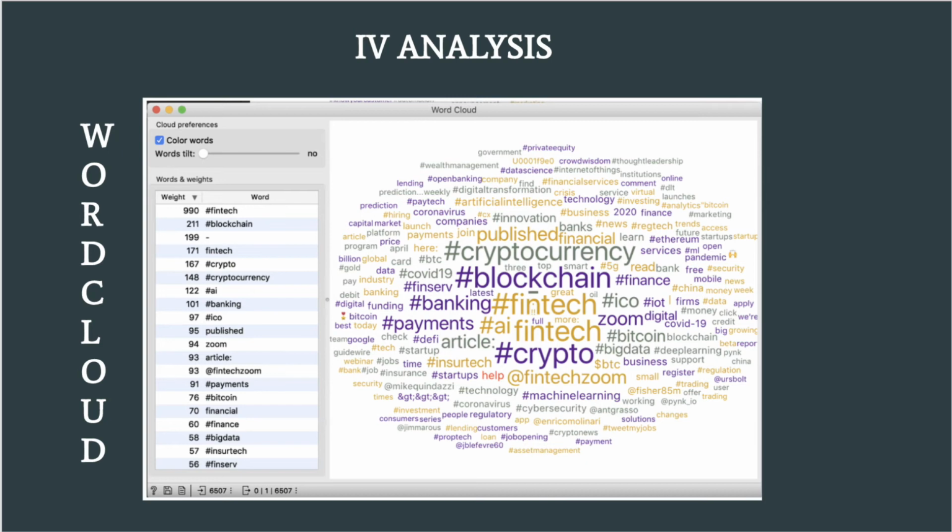From the visualization through the word cloud, the intensity of the appearance of words often associated with the hashtag fintech topic can be seen. The first one is fintech, which appears 990 times, the second is blockchain, which appears 211 times, the third is crypto, which appears 167 times, the fourth is cryptocurrency, which appears 148 times, and the fifth is AI, which appears 122 times. So here we have listed the 5 words that commonly appear when we search about hashtag fintech on Twitter.